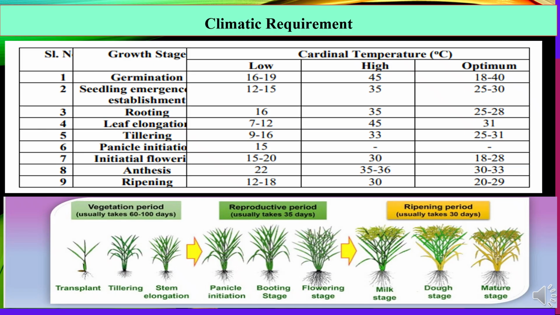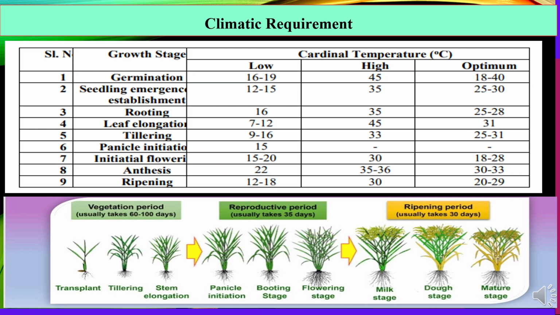Rooting thrives best at 25 to 28 degrees Celsius, with limits of 16 degrees Celsius, low, and 35 degrees Celsius, high. Leaf elongation requires 7 to 12 degrees Celsius minimum, 45 degrees Celsius maximum, and about 31 degrees Celsius optimum. Tillering happens between 9 to 16 degrees Celsius and 33 degrees Celsius, with 25 to 31 degrees Celsius as optimum. Panicle initiation needs temperatures above 15 degrees Celsius, but no exact high or optimum is given.